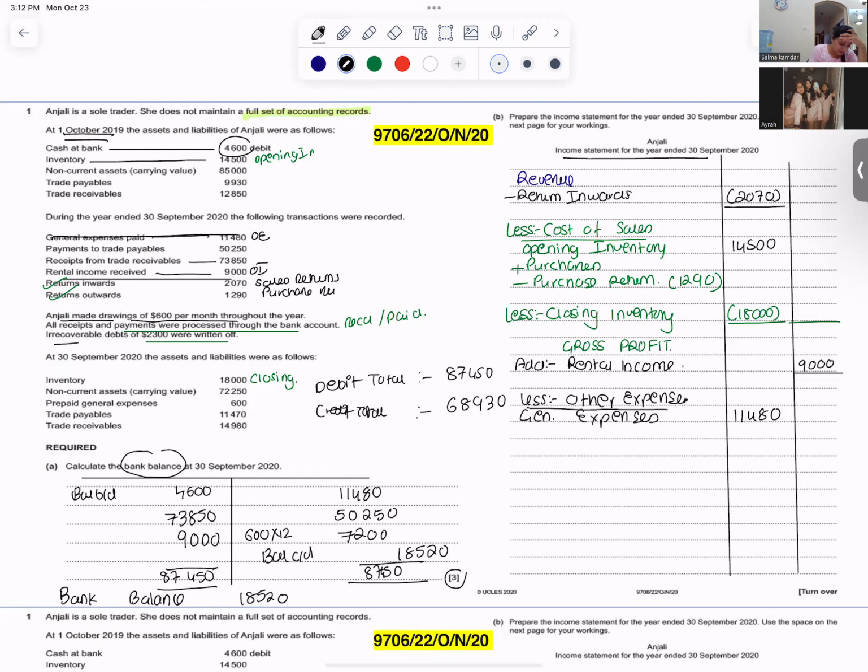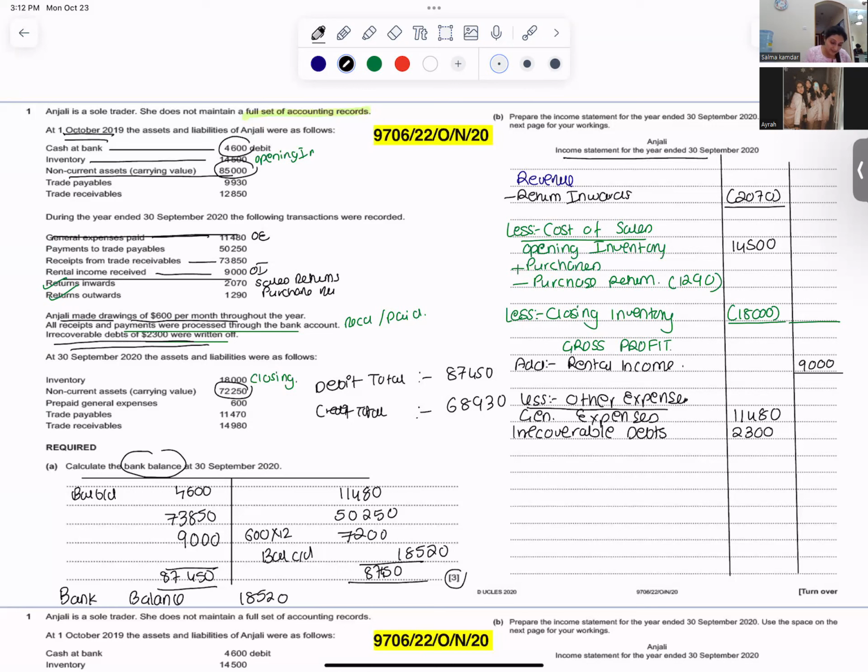Can you see irrecoverable debts? Yes, 2,300. How much? 2,300. I can see I have non-current assets carrying value. So you can find depreciation. I have two values, right? Opening carrying value and closing carrying value.